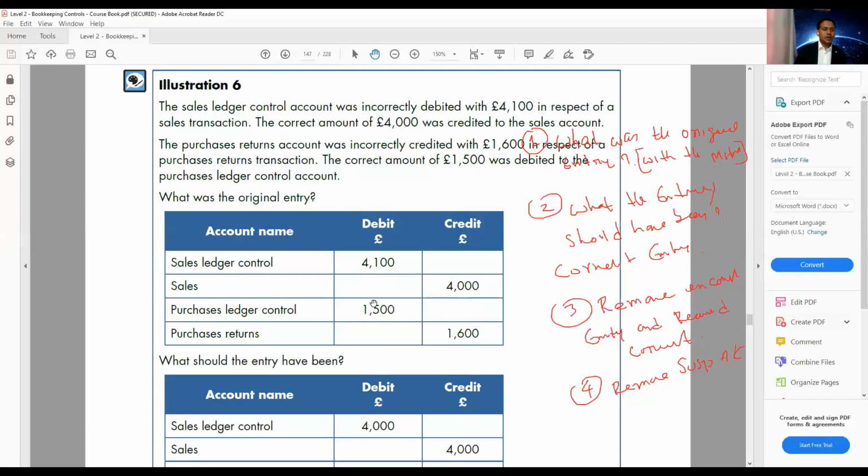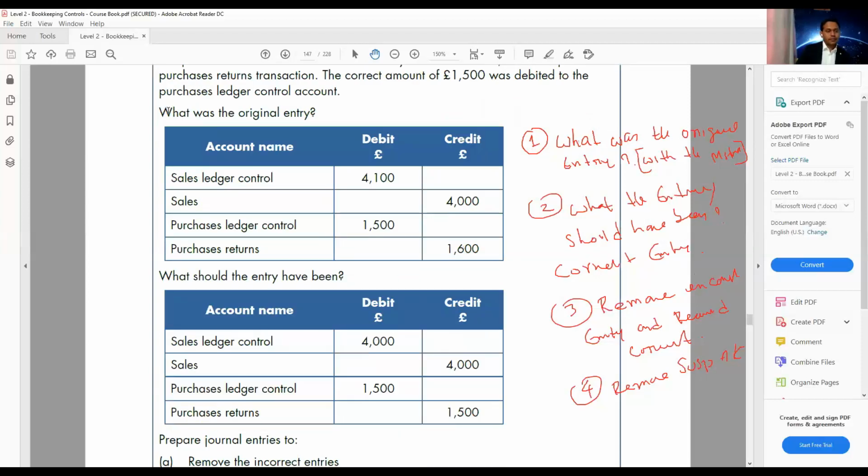Let's have a look at this one. What was the original entry? The original entry was sales ledger control 4,100. That is wrong, isn't it? I wrote 100 pound more here, and I wrote 4,000 pound correctly for the sale. Here, purchase ledger control, 1,500 is the correct one, but for the purchase return I wrote 1,600, 100 pound more. So I wrote 100 pound more on the debit side and 100 pound more on the credit side. Because of two mistakes on the two sides, my trial balance will still match. It will be balanced.